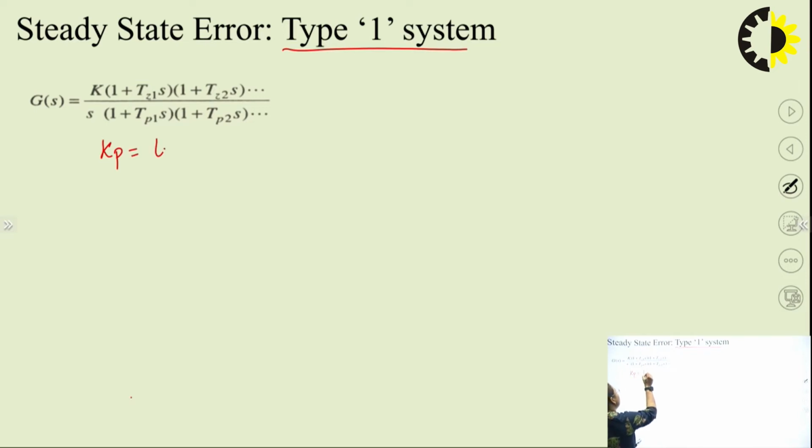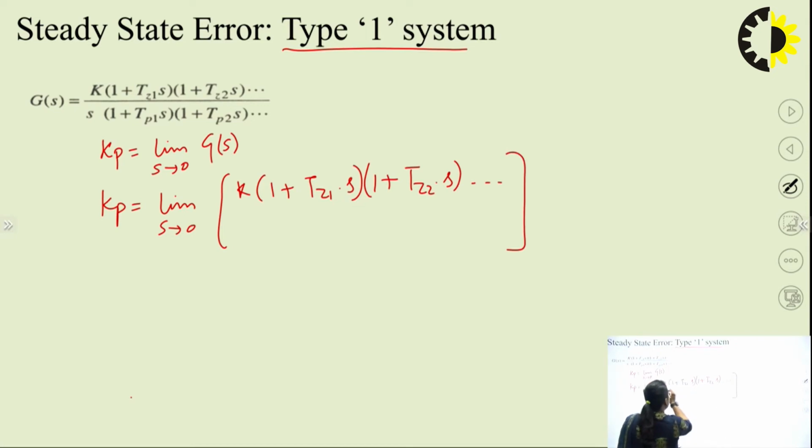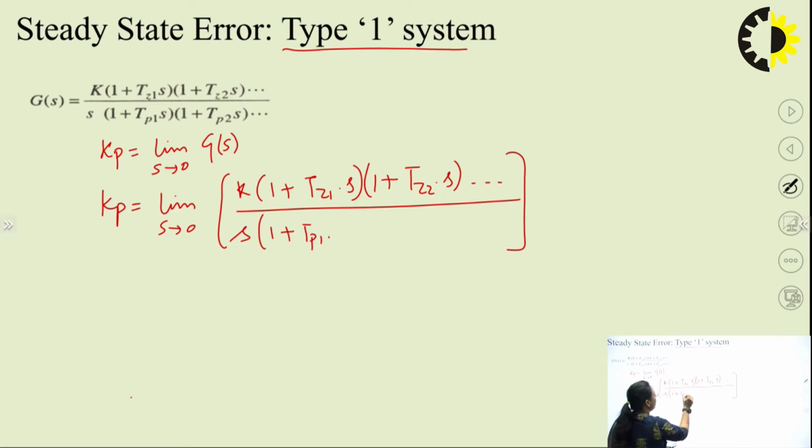For type 1, Kp again will be limit s tends to 0 of G(s) into H(s). Here H(s) is 1, so I am directly writing the value of G(s). Putting the value of G(s) in this equation, I am getting limit s tends to 0 of K into (1 plus Tz1 into s), (1 plus Tz2 into s), and so on, upon s into (1 plus Tp1 into s), (1 plus Tp2 into s), and so on.